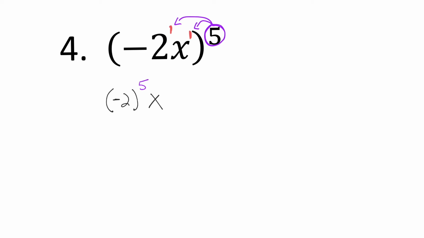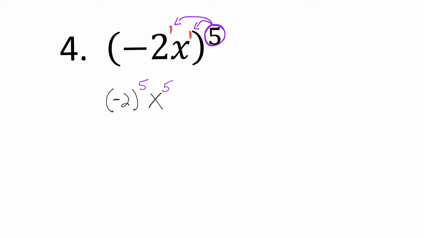Then you go to the x, and you don't need the parentheses for the x because x is just x, it doesn't have a negative in front of the x. And you multiply the exponents. 5 times 1 is 5. Over here, you are going to multiply the base by itself 5 times.